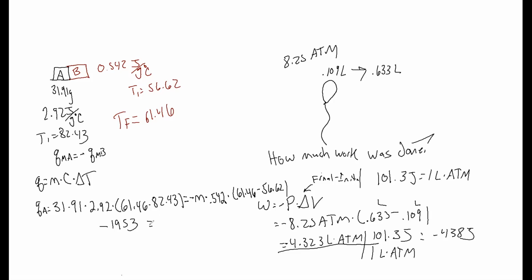And this is equal to negative, let's do the right side of the equation, 0.542 times 61.46 minus 56.62. The right side of the equation then is negative 2.62 times M, the mass of B. That's what that M is. Divide each side by negative 2.62. The mass of metal B for these weird variables is 745 grams.